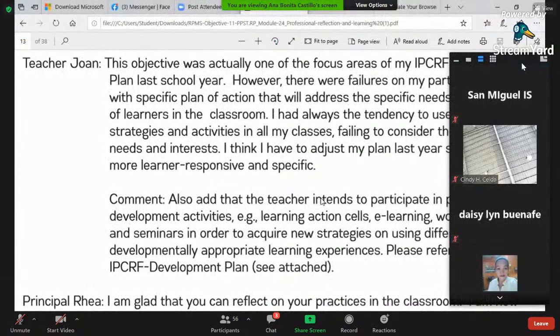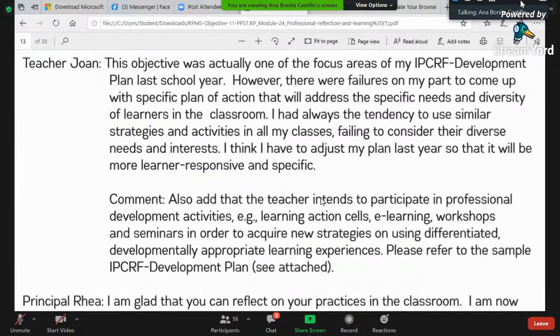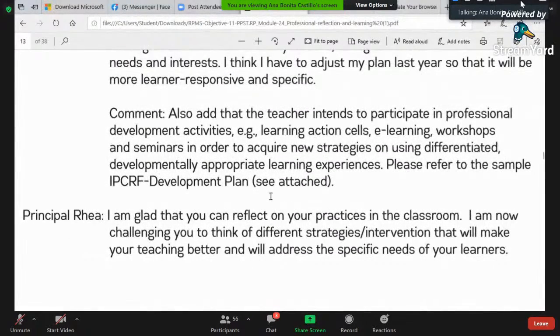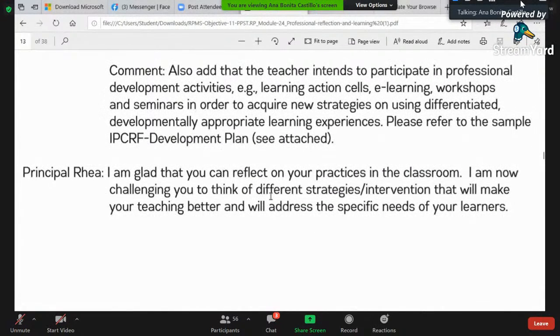Principal Rhea: I am glad that you can reflect on your practices in the classroom. I am now challenging you to think of different strategies and interventions that will make your teaching better and will address the specific needs of your learners. Okay, no? Hindi lang basta-basta. Kailangan every year ipakita natin na gumagaling tayo sa pagtuturo para sa ating mga estudyante.